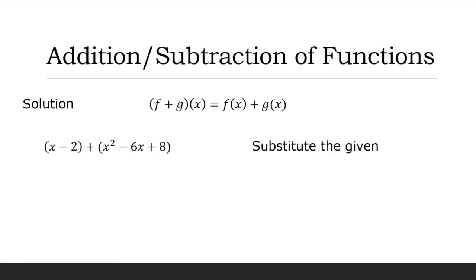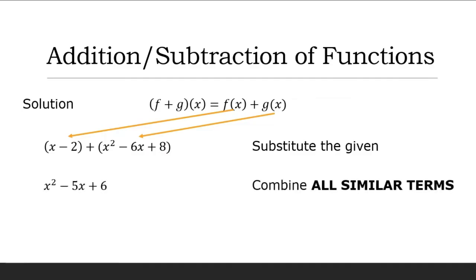First step is substitute the given function. Our f of x is x minus 2 and g of x is x squared minus 6x plus 8. After that, combine similar terms. Bring down x squared because there's no term that could be combined with it.